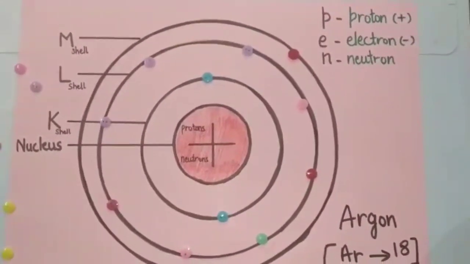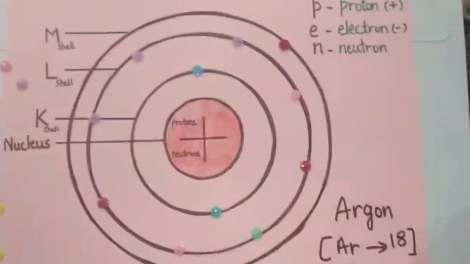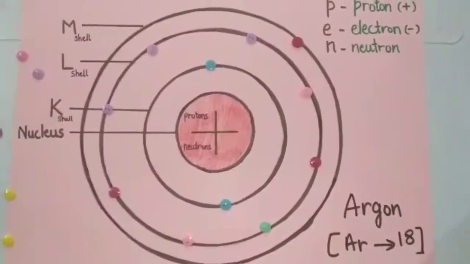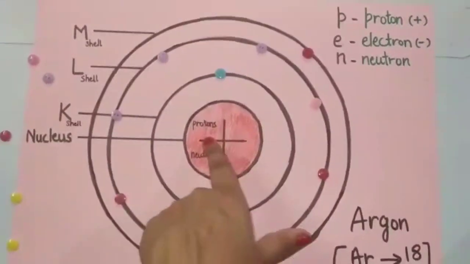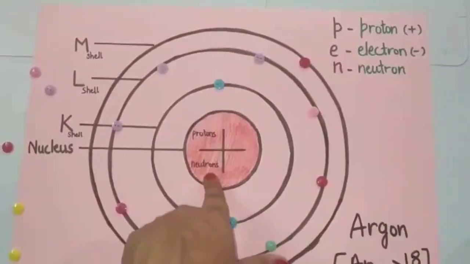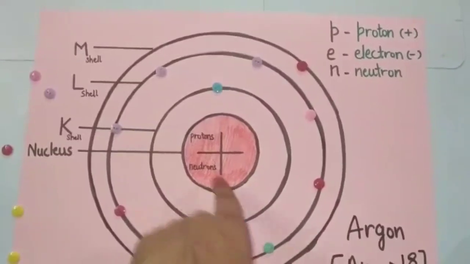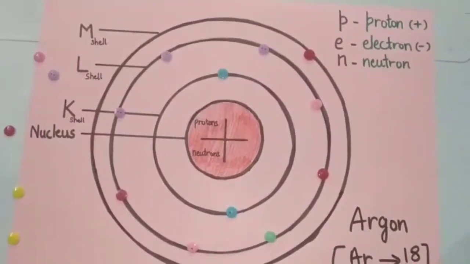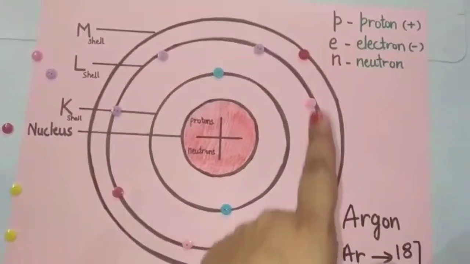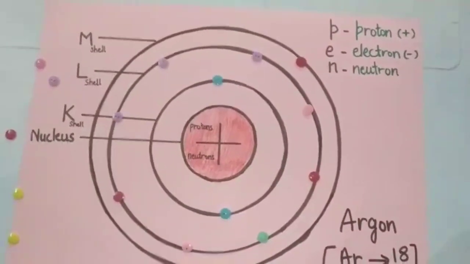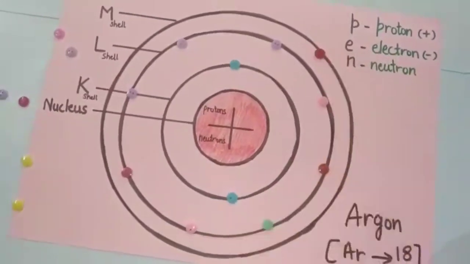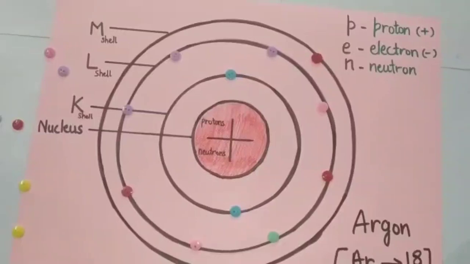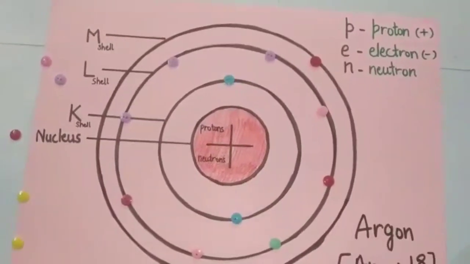Now if I talk about the sodium metal, sodium with atomic number 11. In the nucleus we have 11 protons and 11 neutrons, and 11 electrons are revolving around the nucleus. So here we have 11 electrons revolving around the nucleus of sodium.